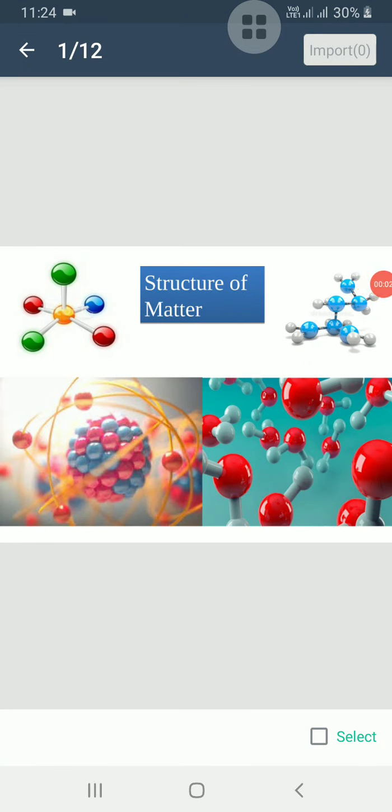Hello students, today we are going to start a new chapter, Structure of Matter. In this chapter we will study about the elements, compounds, mixtures and the names of the molecules, symbols, formulas and about chemical equation and how to balance the chemical equation. So let's start with an example.